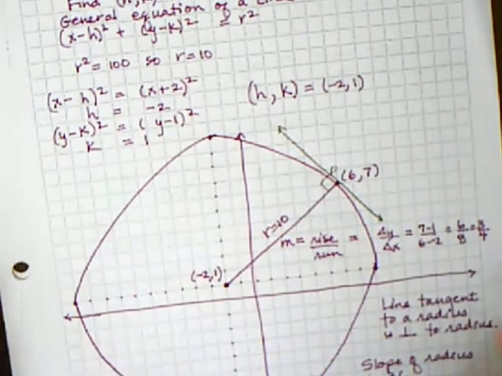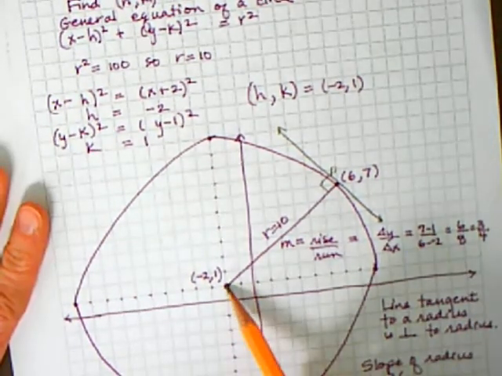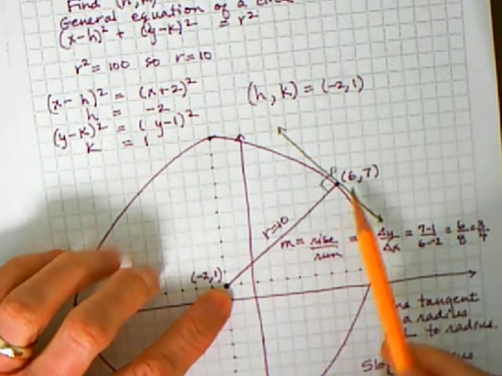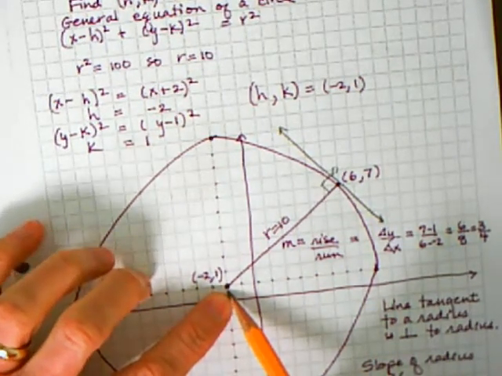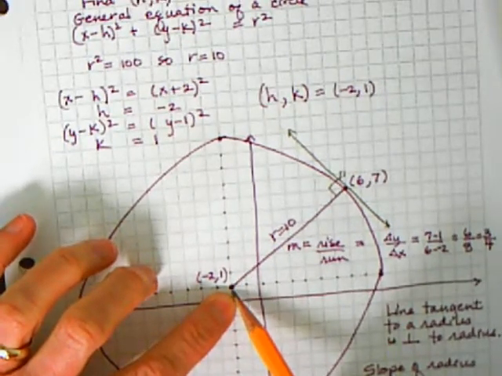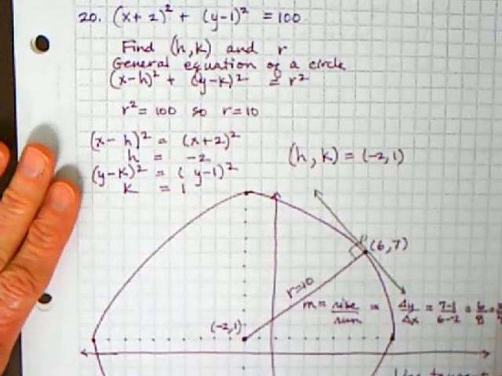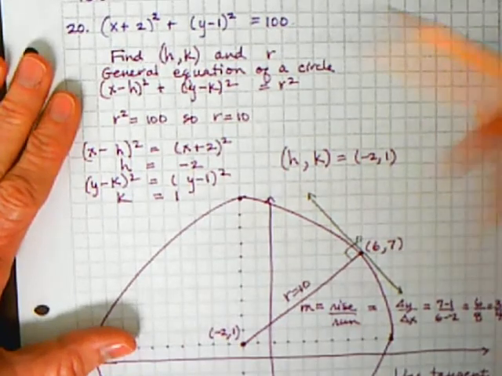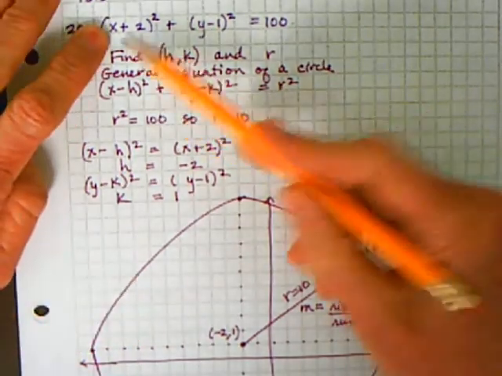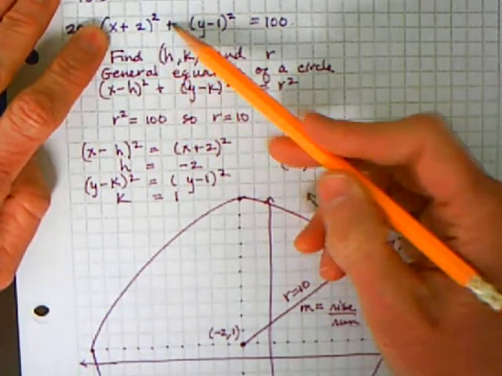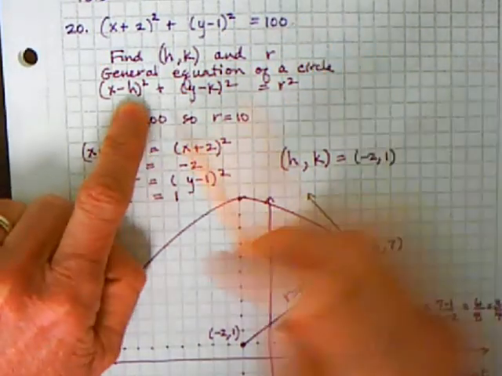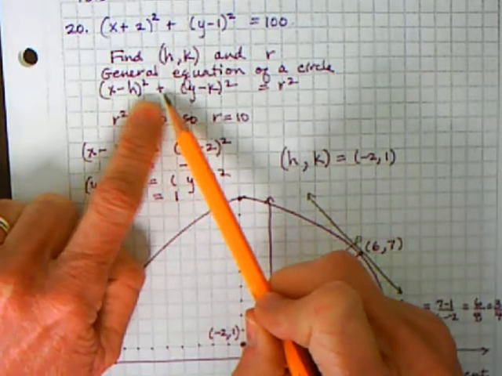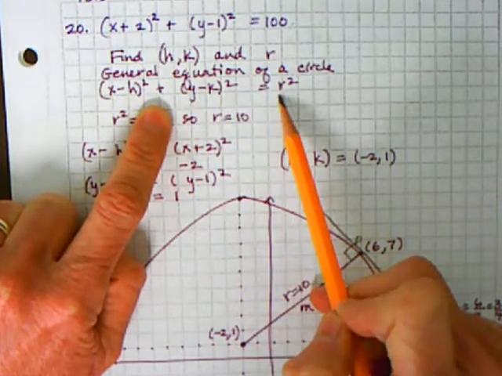And the way I'm going to get this other point here: every radius goes from the center of the circle to a point on the circumference. So I need to look at the equation of the circle and find out what the center of the circle is. All right, so here is my equation: (x + 2)² + (y − 1)² = 100. Now the general equation of a circle is (x − h)² + (y − k)² = r².